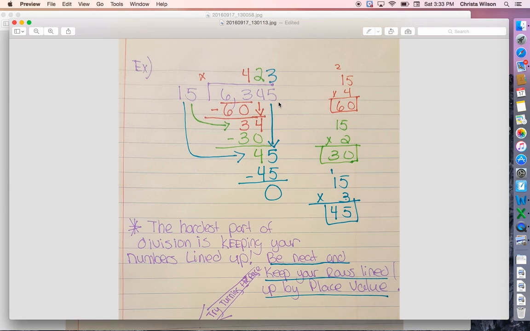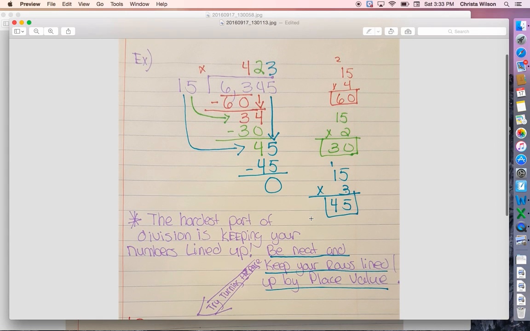Well, we've still got to keep going because we still have this 5 left in the ones position. So we bring it down and repeat the steps again. How many times will 15 go into 45? We've determined it will go 3 times. So 3 times 15 is 45. And then we subtract, and that leaves us with a 0. This one turned out nice and neat too.